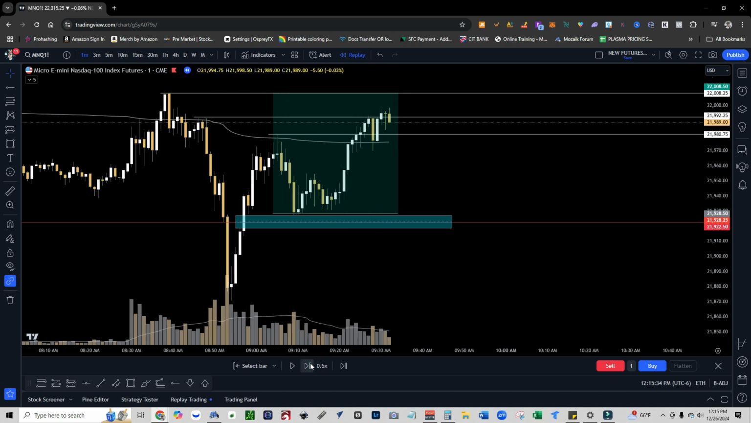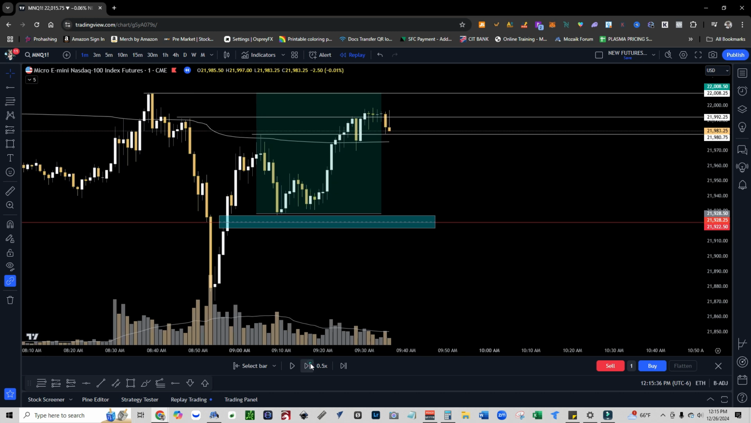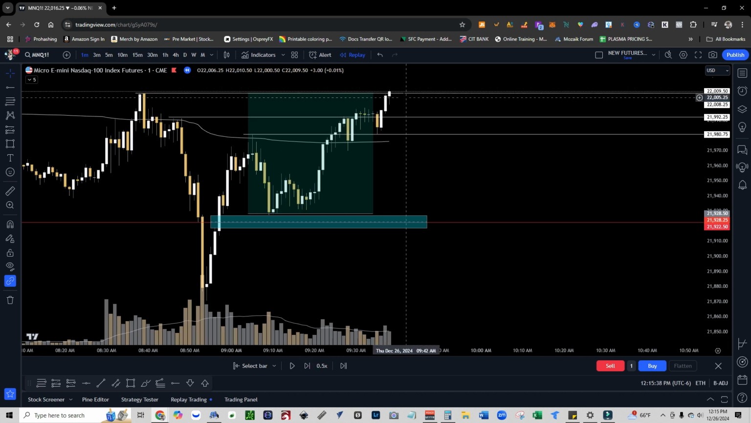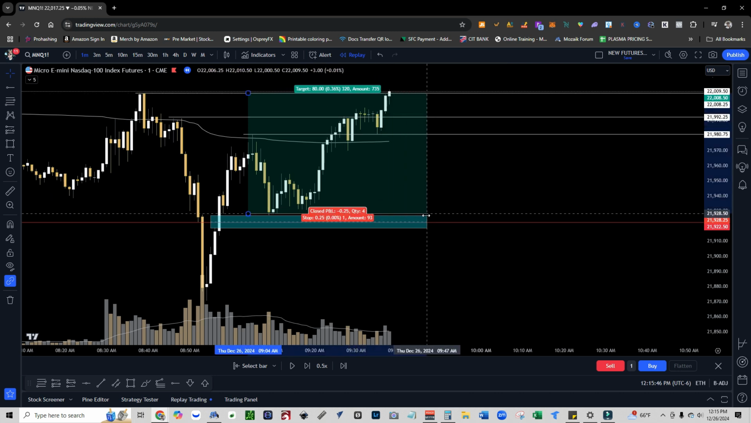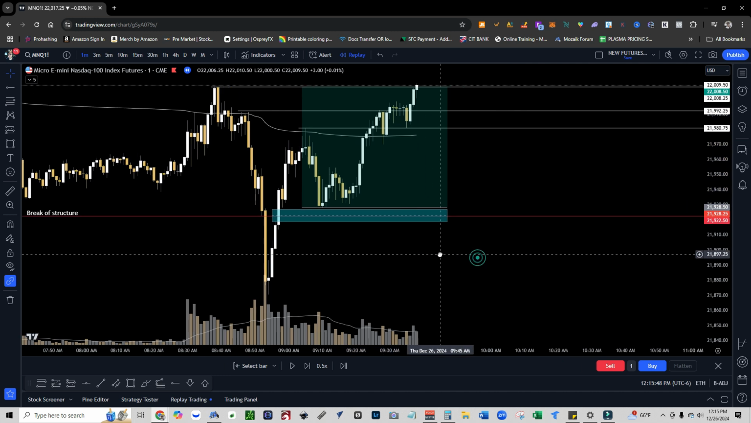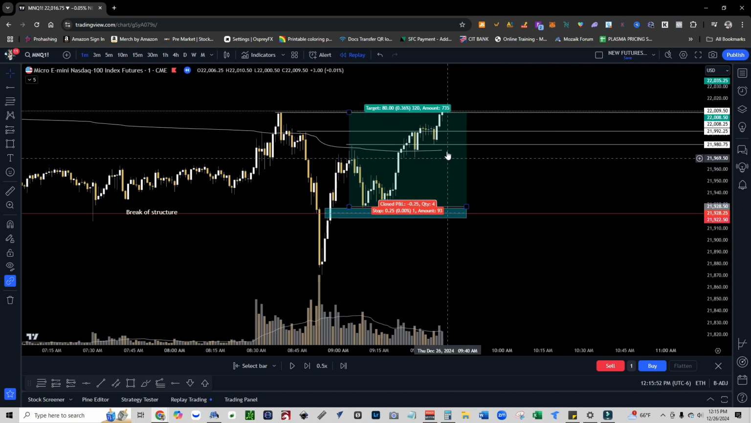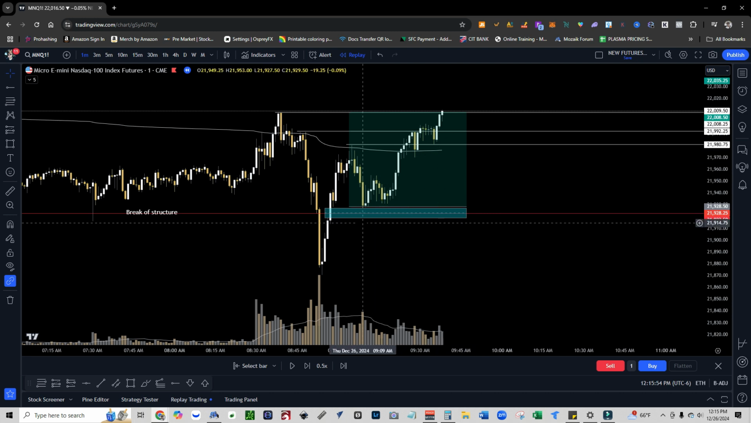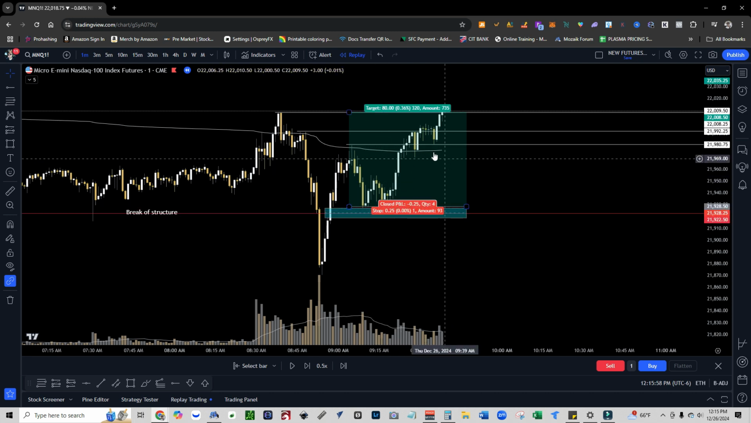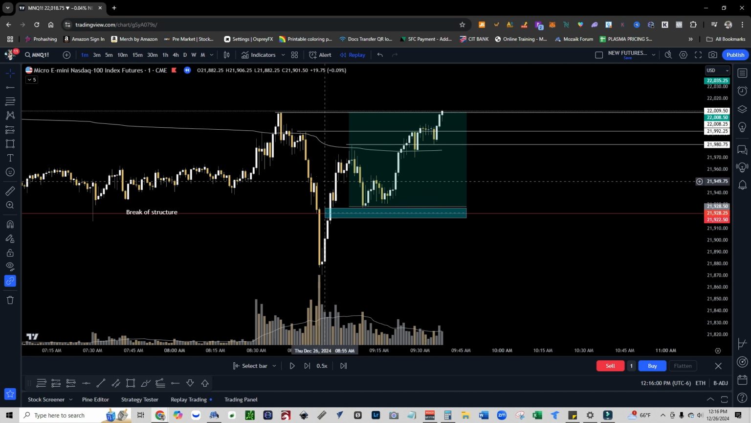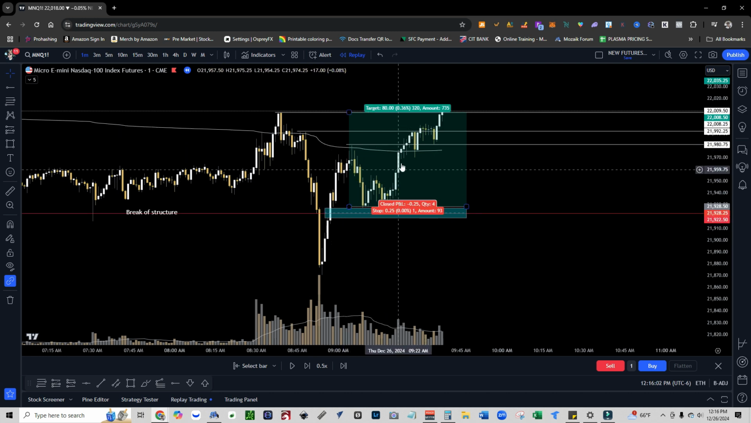See what happens. We're still going. Boom. We would have been fully out right here, or you could have taken more off and left a little bit of runners. Like I said, if you trade the micros, it allows you to scale out a little bit more, right? So that's why I like to trade the micros. But boom, you would have been all out, and you pretty much never went into drawdown in here, not at all. So that is a pretty good example of your bullish fair value gap.